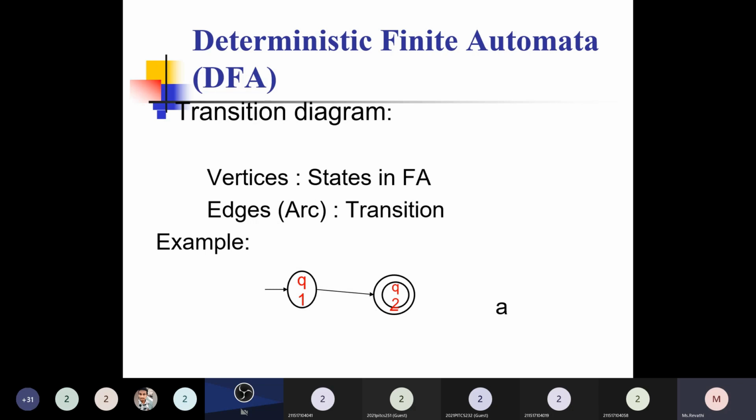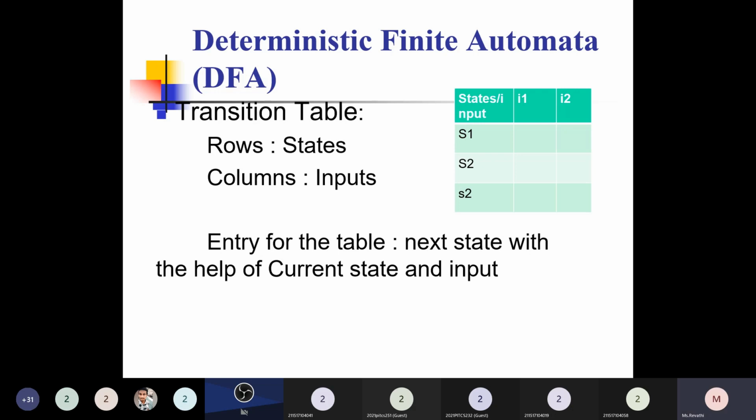We have a determined path from the current state to the next state. This is a DFA. Another representation is the transition table representation. In this table, we have a set of rows and columns. Rows are used for states, and in columns we use the inputs. In my alphabet, I have 0, 1, so in the columns I write 0, 1.